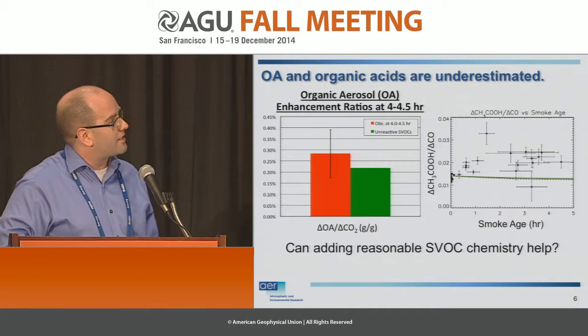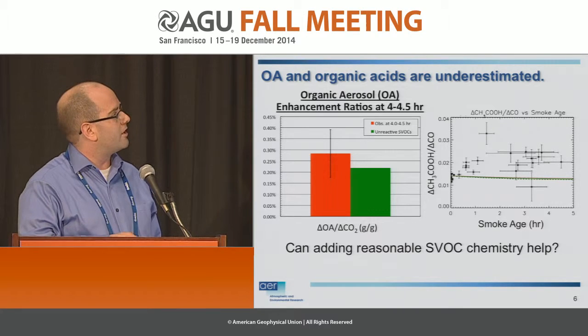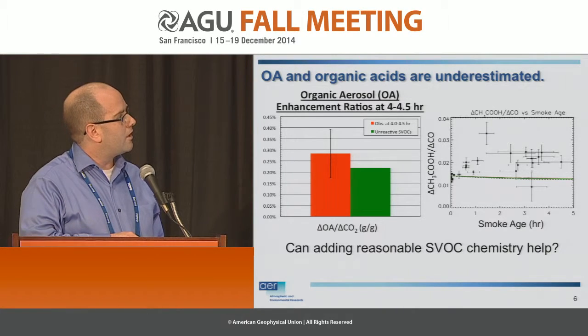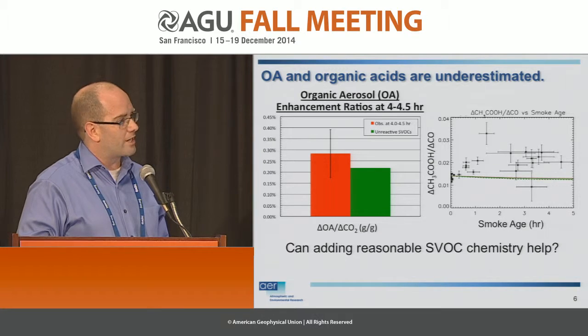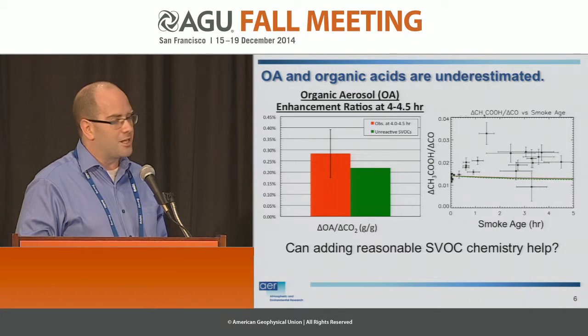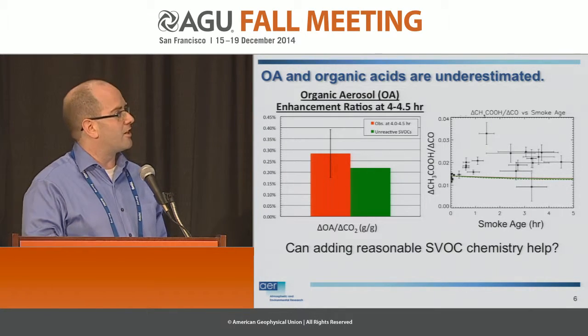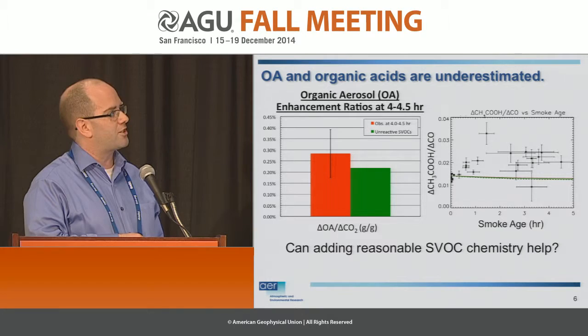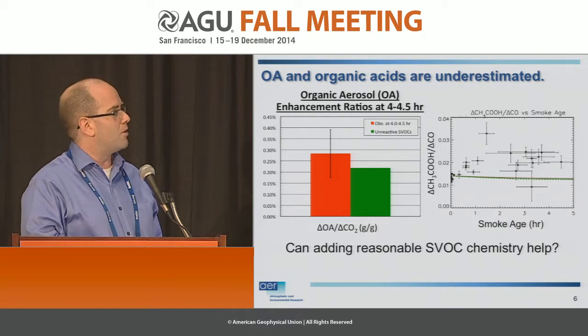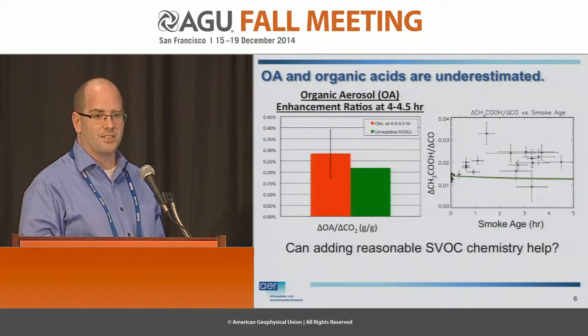Now, when we look at organic aerosol, the error bars are about 36% on the measurement, but we can see that without including the chemistry of SVOCs, we are slightly underestimating the organic aerosol formation downwind. In addition, there are a lot of other VOC compounds, like acetic acid I'm showing here, where we see clear production in the smoke plume, but we don't have any of that production reflected in the model.